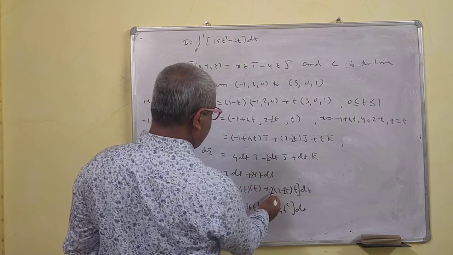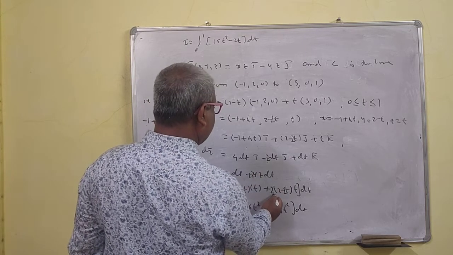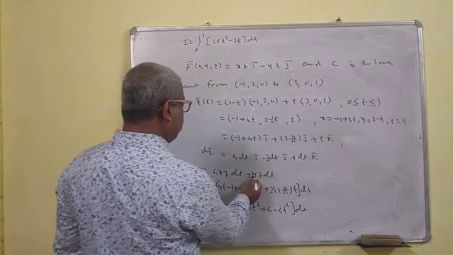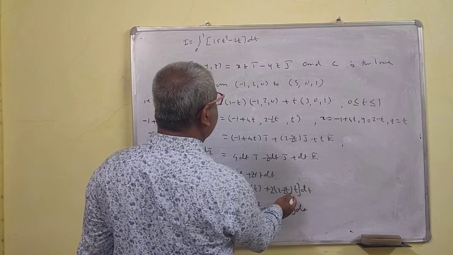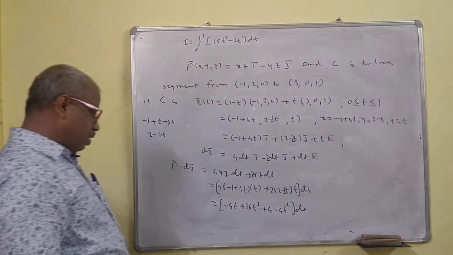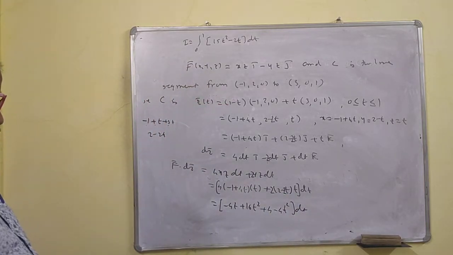Minus becomes plus 2yz. Okay, 2yz. Okay, minus 2yz. So y is 2 minus 2t, correct. z is t, correct. Now this is 2 into 2, 4t square, this is correct, minus 4t is correct.